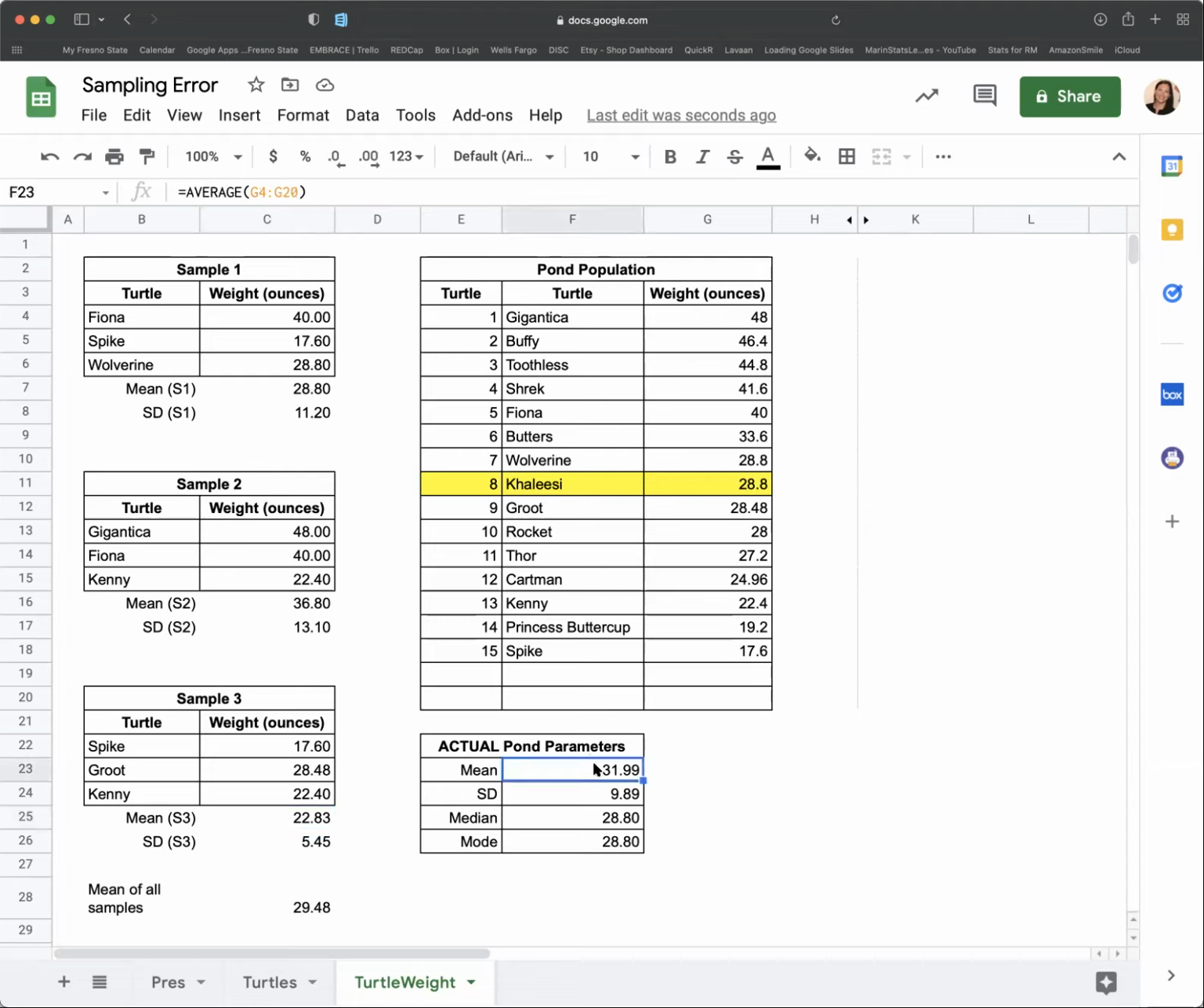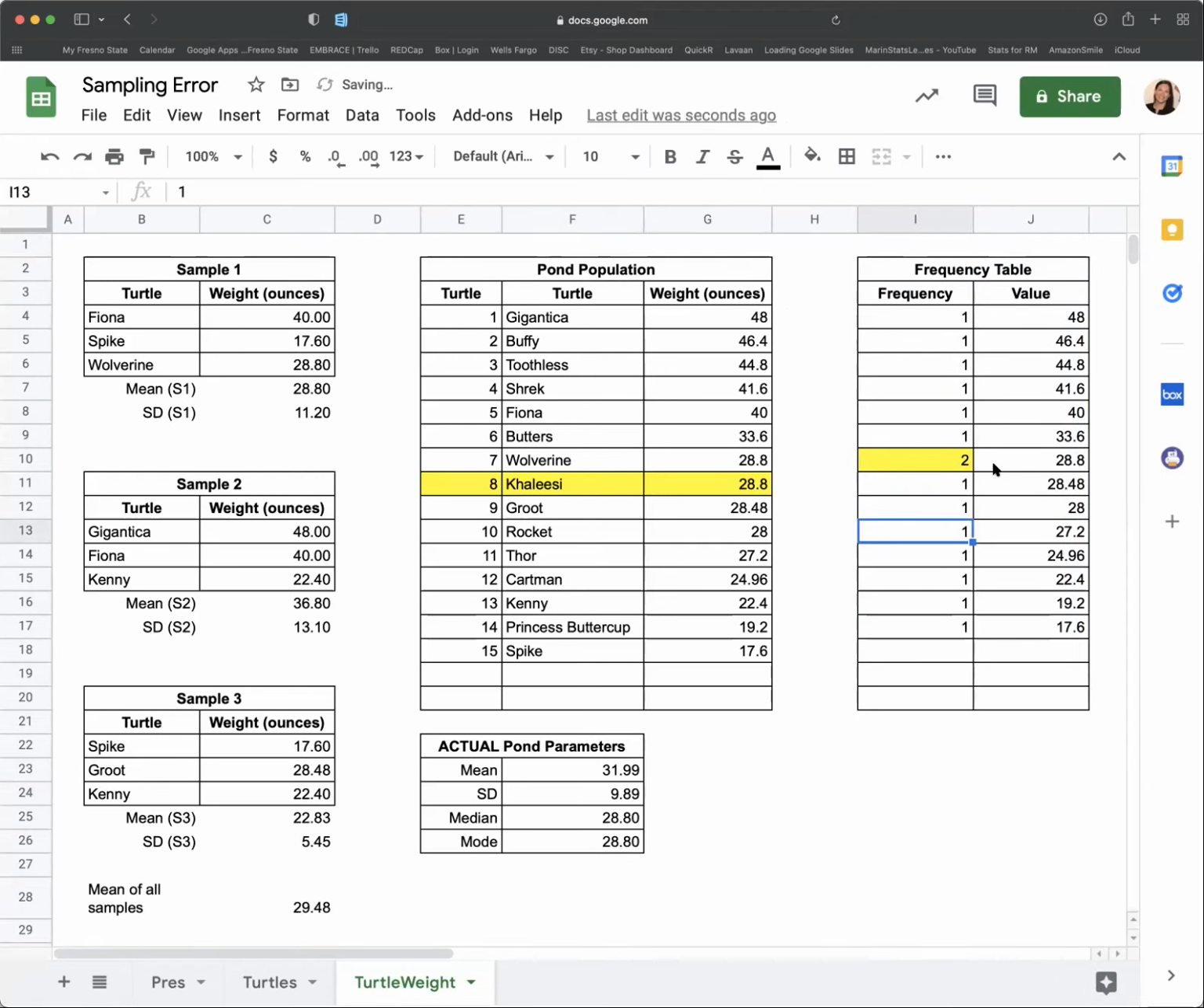Just to note here, I calculated the mean for all of the turtles here. I also calculated the standard deviation, which is about 10 ounces. The median is 28.8 and the mode is 28.8. Our middle value here is the median. And for the mode, you can see from this frequency table I put together that 2 turtles weigh 28.8, so that's 2 times that shows up. All the other weights are just 1 time per turtle. So that concludes our sampling error demonstration for today.